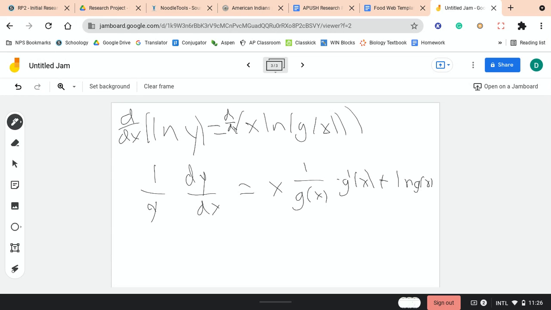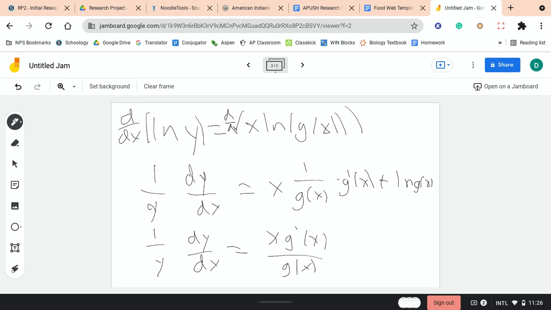Sorry about that. All right, so I can simplify this a little bit. We're going to get 1 over y times dy over dx equals x g prime of x over g of x.